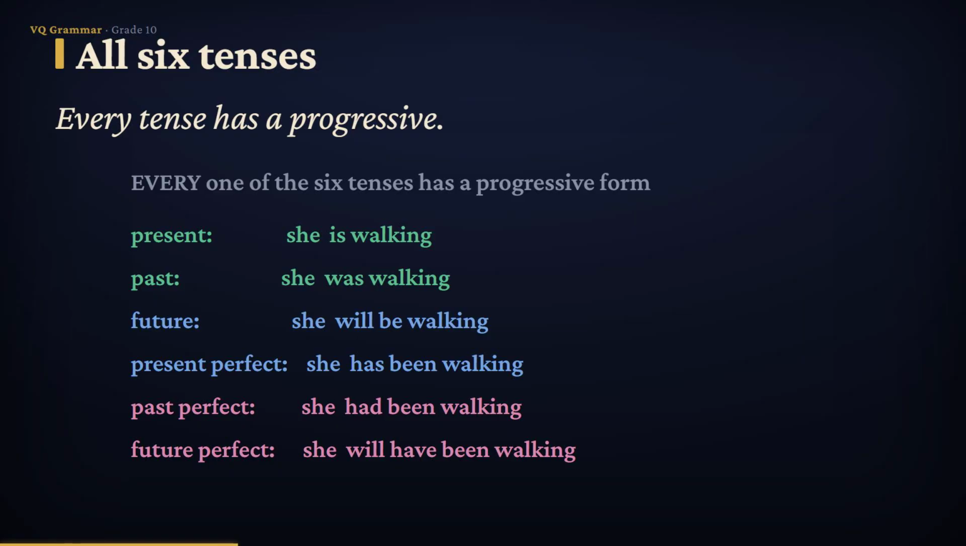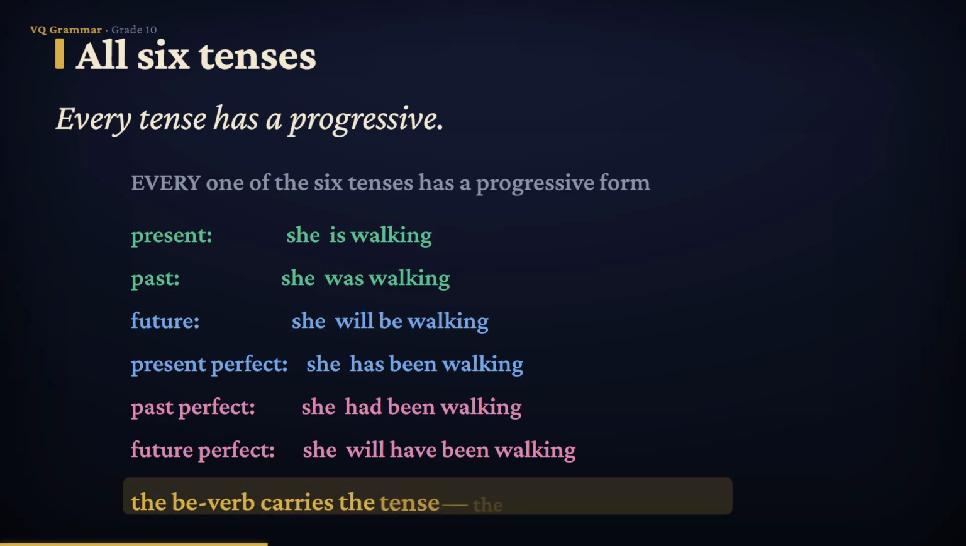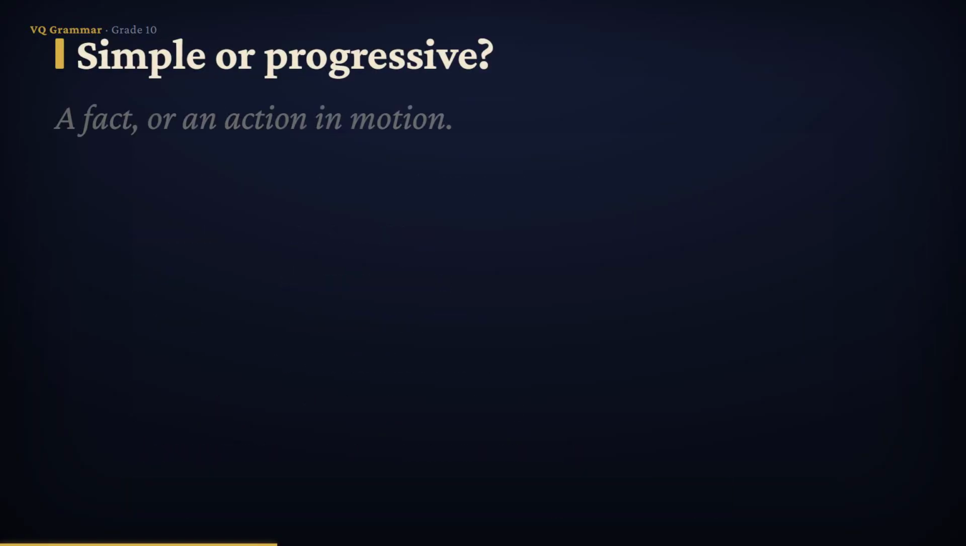Read down that list and notice what moves. The main verb never changes. Walking stays walking every single time. It is the helping verb be that shifts. Is, was, will be, has been, had been, will have been. The be verb carries the tense, and the ing carries the ongoing action.